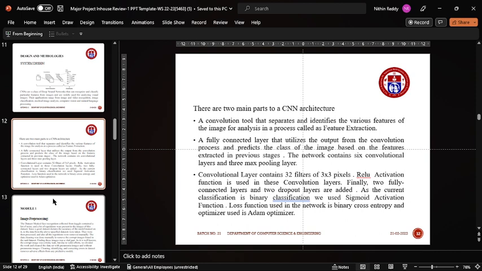Each convolution layer contains 32 filters of 3 by 3 pixels. ReLU activation function is used in these convolution layers. Finally, two fully connected layers and two dropout layers are added. As the current classification is binary classification, we use the sigmoid activation function. The loss function used in the network is binary cross entropy, and the optimizer used is the Adam optimizer.